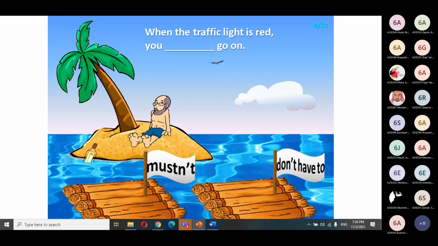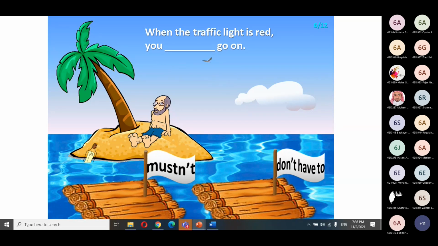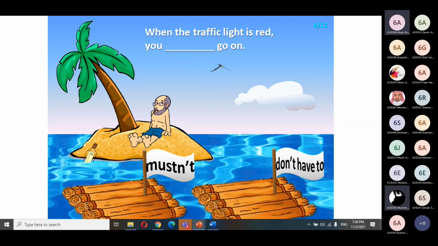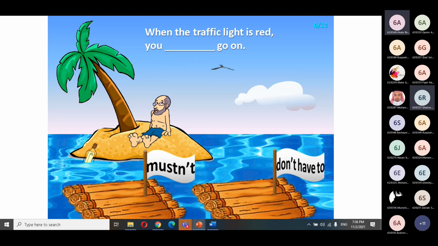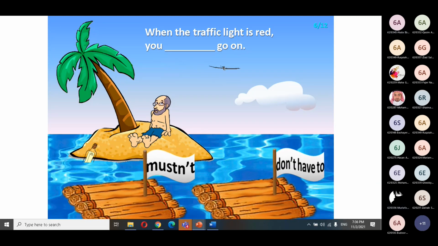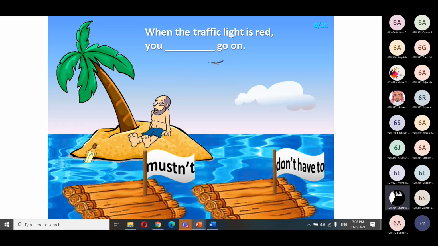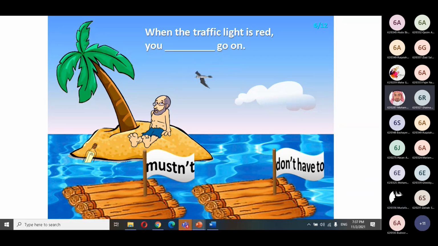When the traffic light is red you go on. You mustn't or you don't have to? Mustn't. You must not go on. Can you go on if the traffic light is red? No. No.